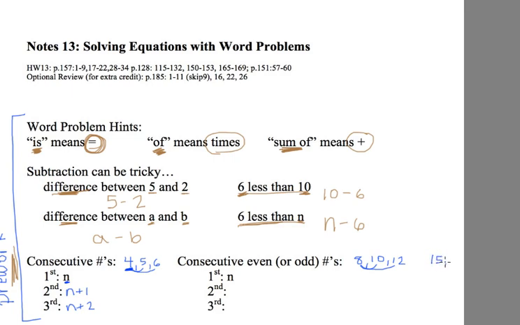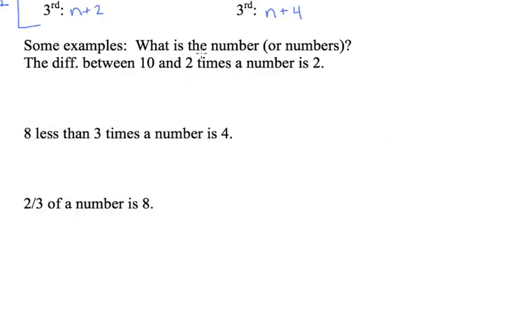Let's say you had 15, 17, and 19. The difference between 15 and 17 is 2. The difference between 15 and 19 is 4. So any consecutive even or odd numbers, no matter what they are, if you say that the first one is n, then the second one would be 2 greater than that, n plus 2. And the third number would be 4 greater than that first one, so n plus 4. These can be tricky. If you have questions, make sure to write them down and ask them during class.